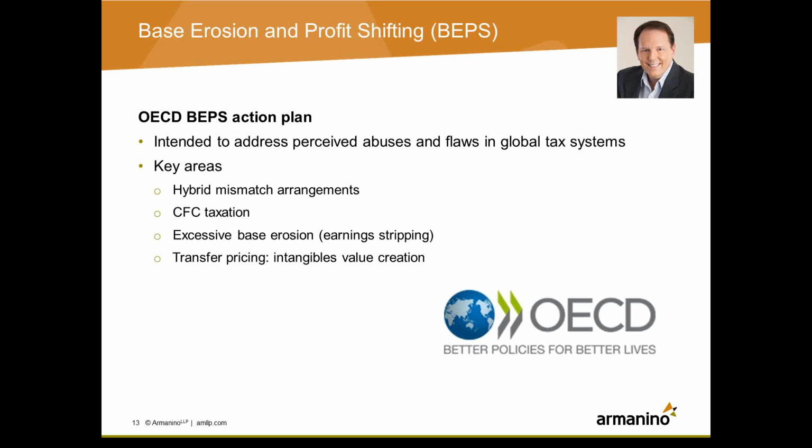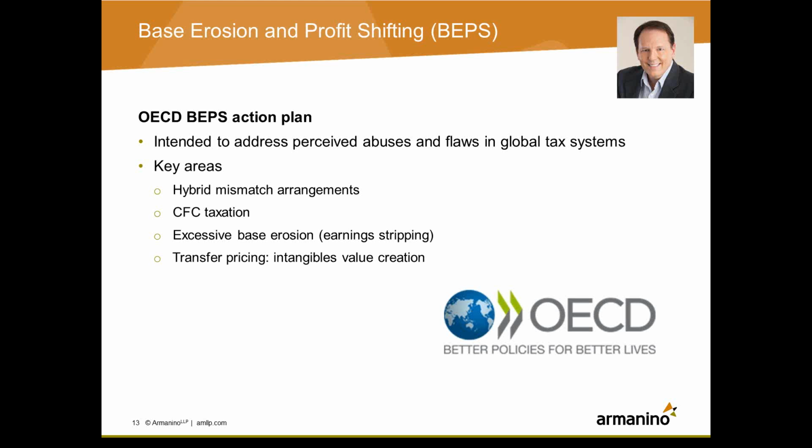Next is excessive base erosion, or earnings stripping, as we call it here in the United States. As many of you are aware, under 163(j), interest expense paid to a foreign-related party is subject to a limitation. Many countries don't have earnings stripping rules, and they think that's a mistake as well, in that there should be some consistency around base erosion through earnings stripping.